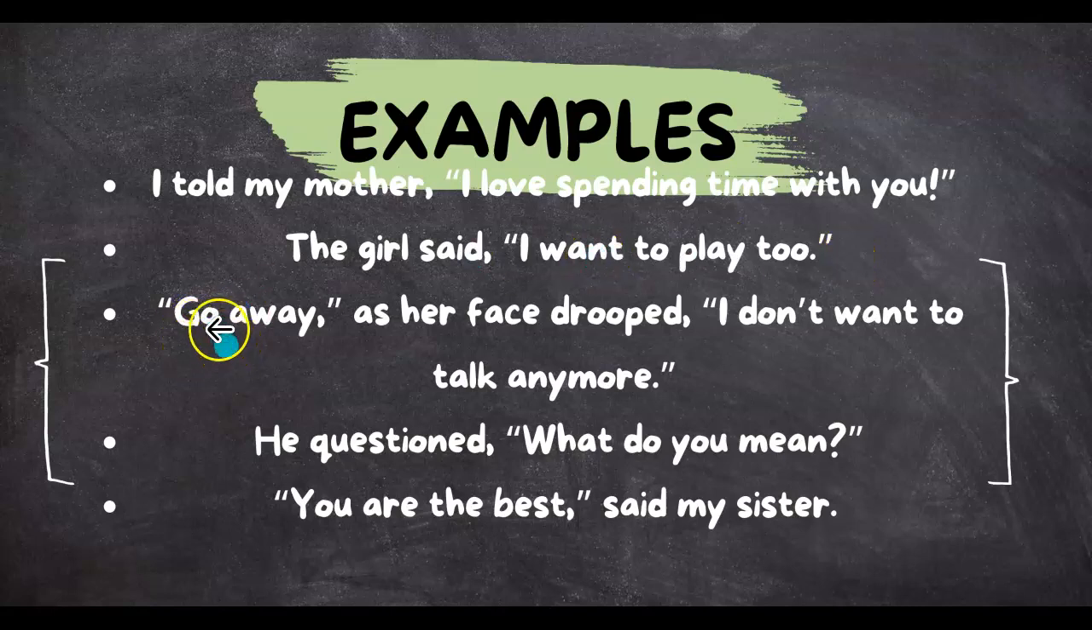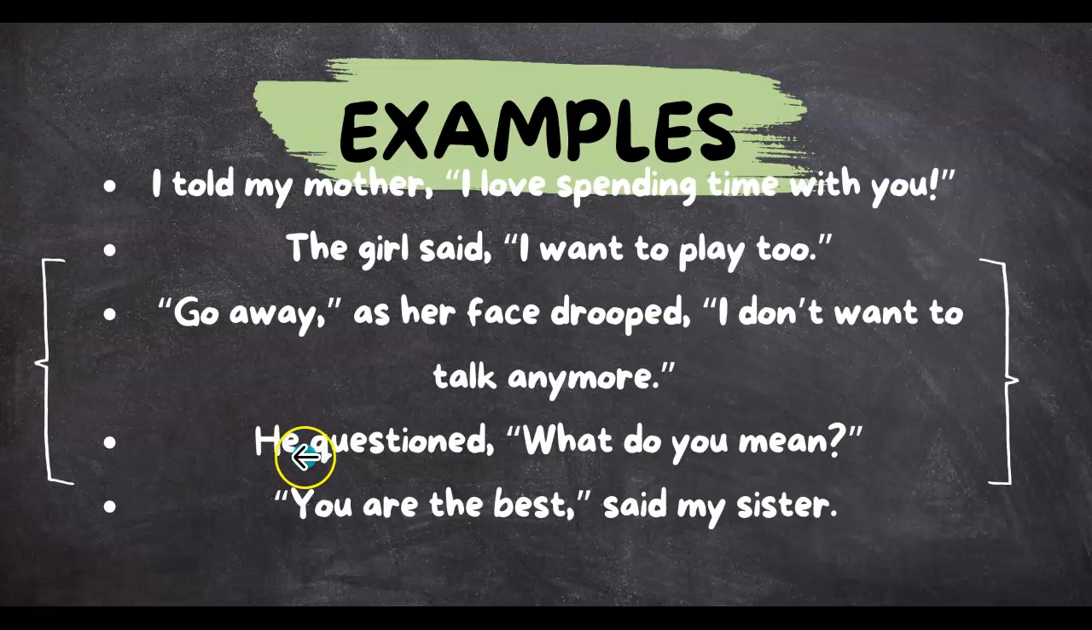So we have another example. "Go away." See how we don't have a dialogue tag before. So I have a comma here because I also didn't use punctuation. Then we have the dialogue tag, her face drooped, comma, because we have our dialogue tag. Saying out loud again, "I don't want to talk anymore." So we had a little break in between these two quotes. So "go away," and as she is speaking, her face was dropping. Her face drooped. And then she continued, "I don't want to talk anymore." So her face was drooping as she was speaking.